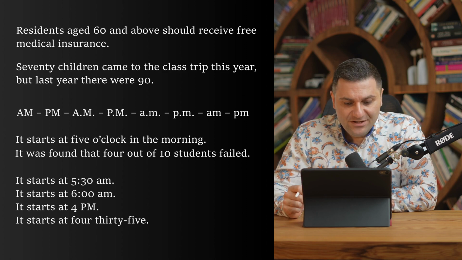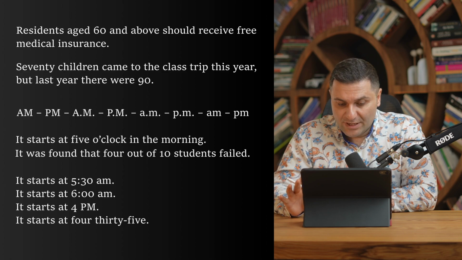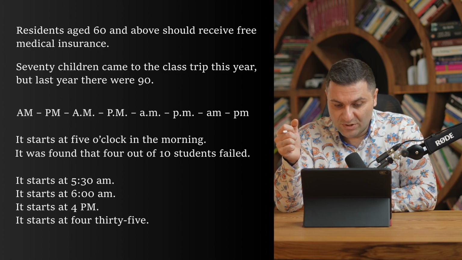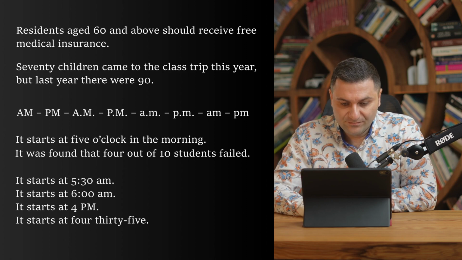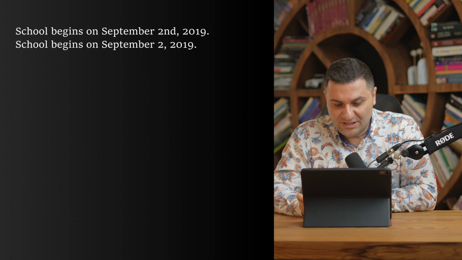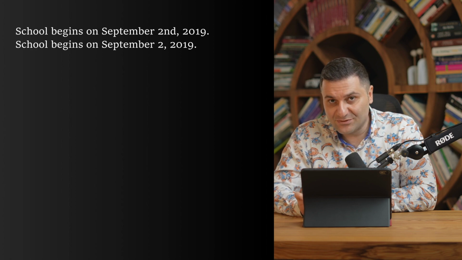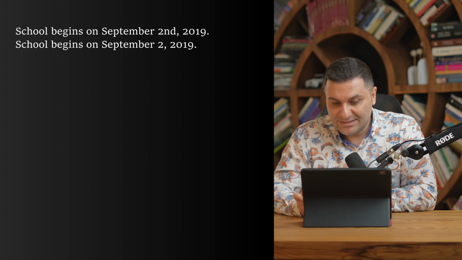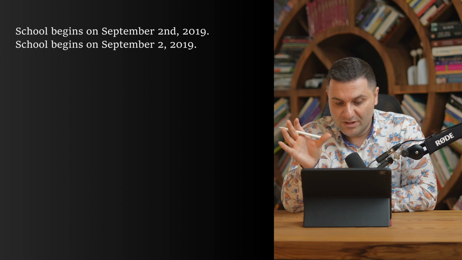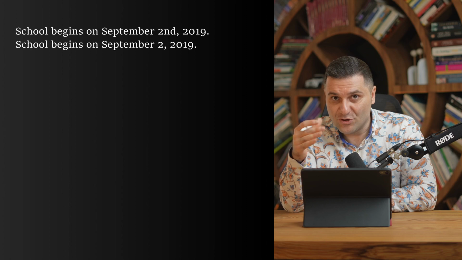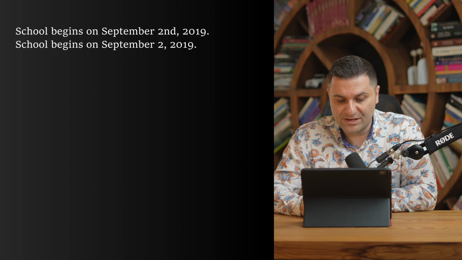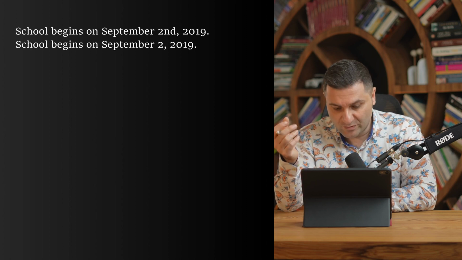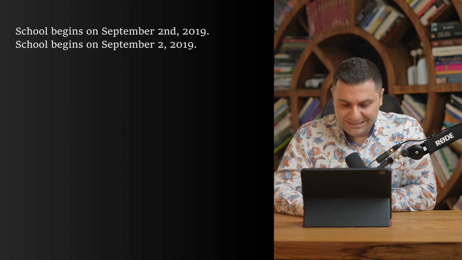About dates. Dates are written in numerals, so do not use ordinal numbers like first, second, third with full dates. For example, it is incorrect to say school begins on September 2nd, 2019. When we have the month and the year, we do not use ordinal numbers. It would be better to say school begins on September 2, 2019.